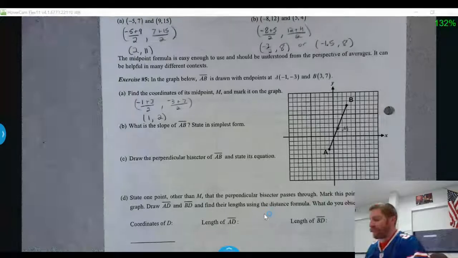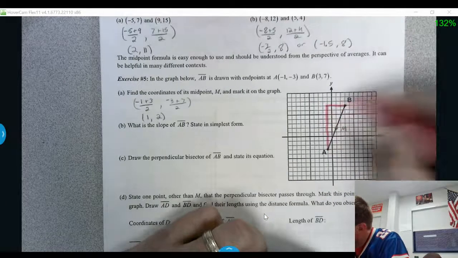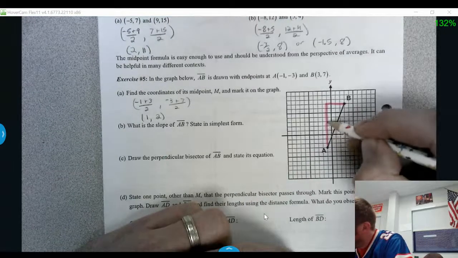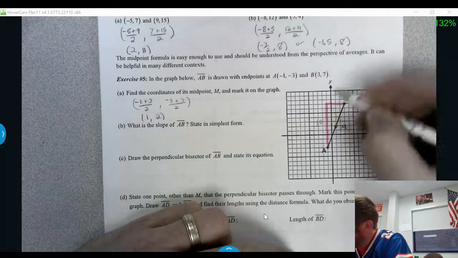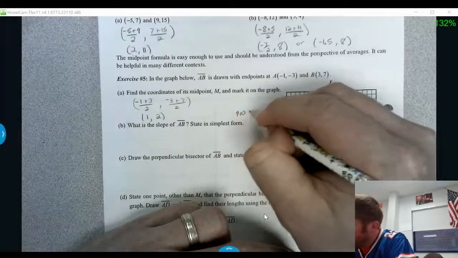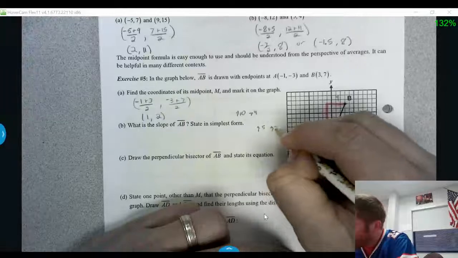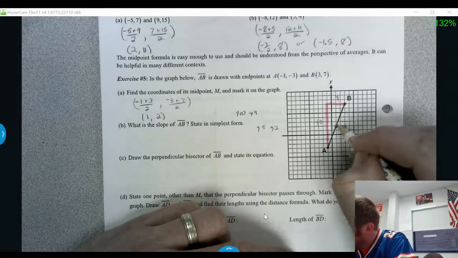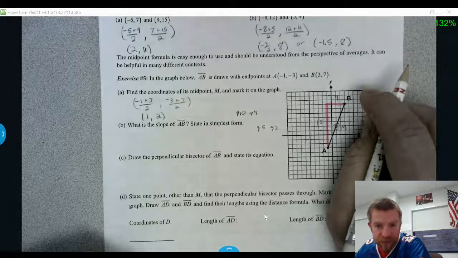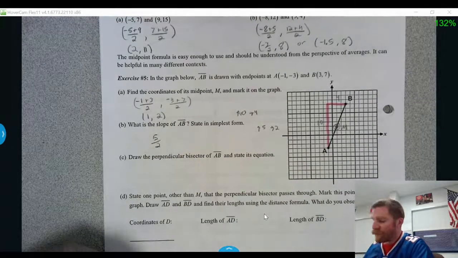Okay, and if you notice my whole slope, from here to here, I would have to go up 10 and over 4. If I cut that in half, I would go up 5 and over 2. So up 5 over 2 lands me at my midpoint. Up 5 over 2 gets me to the other end. Okay, so my slope in simplest form would be 5 halves as well.